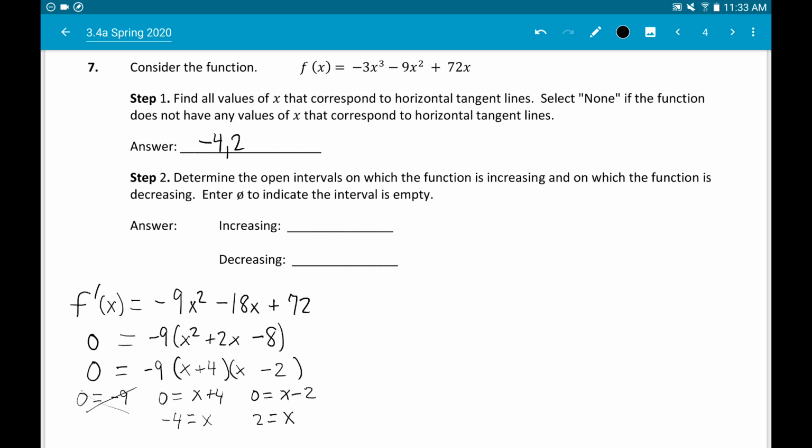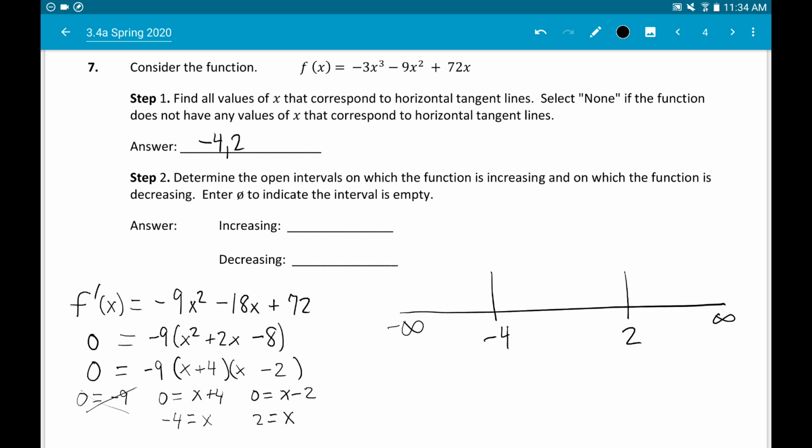All right, and then step 2, the increasing and decreasing part. So we've got to do our number line again, -infinity to infinity. Since we have 2 horizontal tangents this time, we're going to list both of them on this number line. Now they need to be in order. So -4 should come before +2. And we're moving from smaller numbers to bigger numbers as we move left to right.